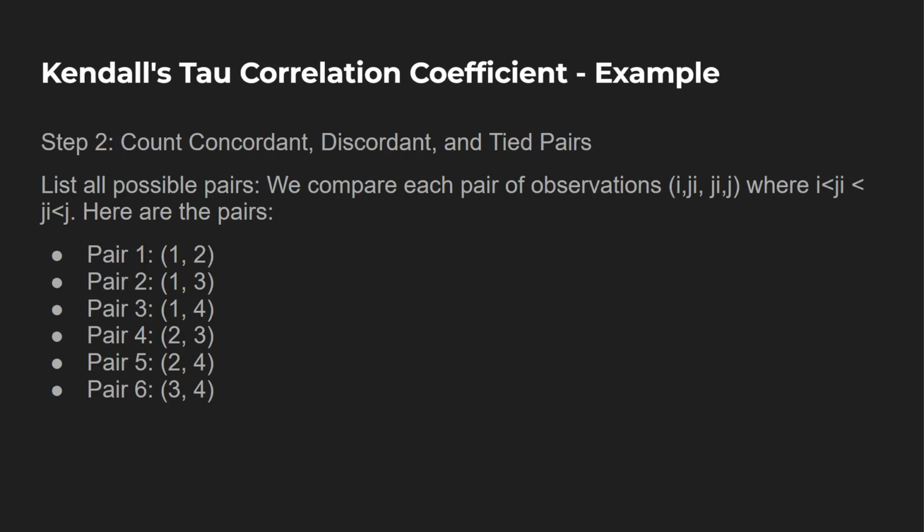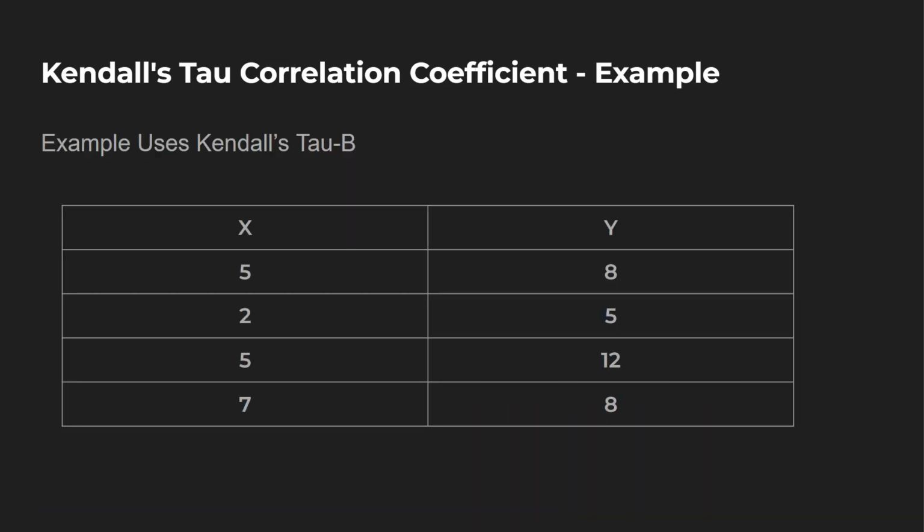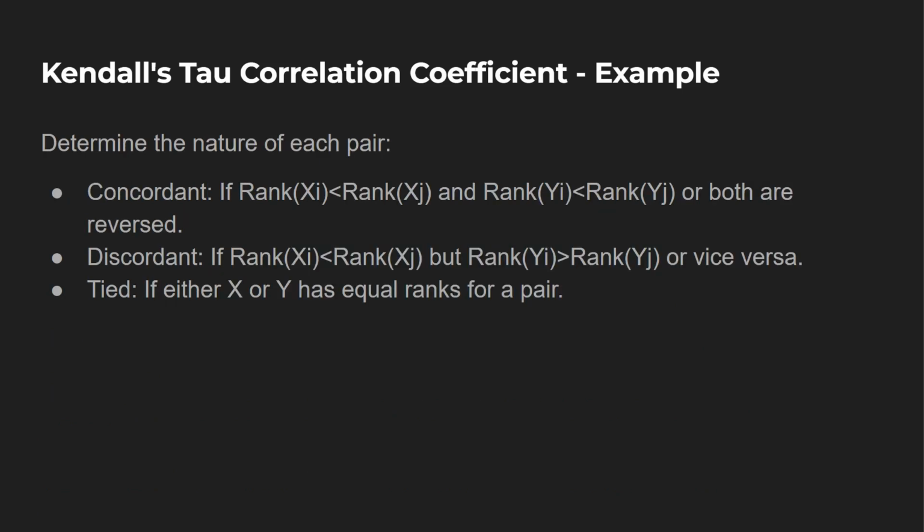Okay, so now what we need to do is count concordant, discordant, and tied pairs. So we need to list all the different possible pairs out, right? And what we have is pair 1,2; 1,3; 1,4; 2,3; 2,4; and 3,4. That's why we don't have a lot of numbers in this example, right? Because this balloons out quite a bit. Okay, so again, the rules for concordant, discordant, and then tied, right? If X or Y has the same equal ranks for the pair, it's going to be tied. Discordant, right? You see X of i is less than X of j, but then Y of i is greater than Y of j, and concordant is if X i is less than X j, Y i is less than Y j.